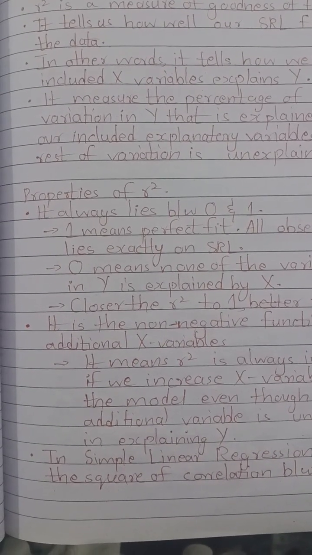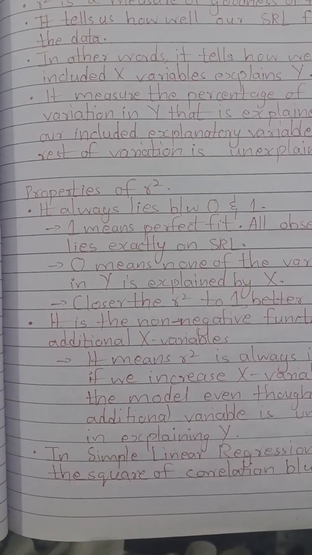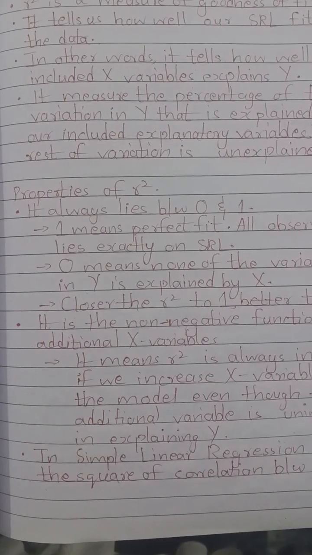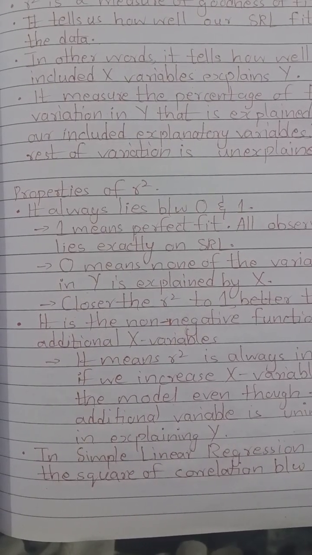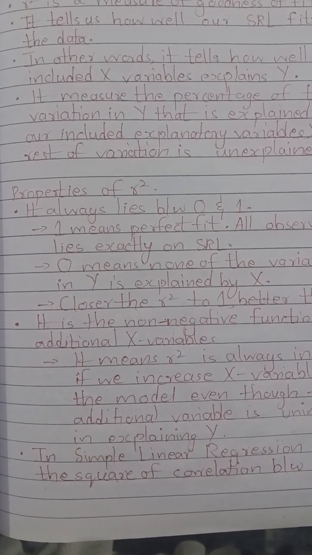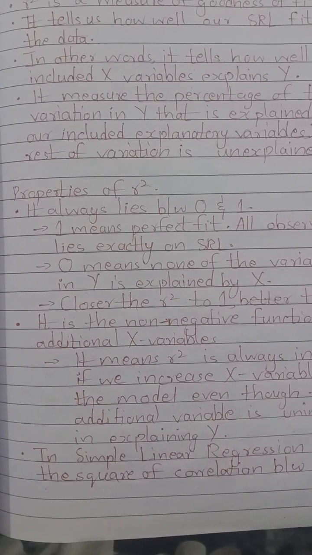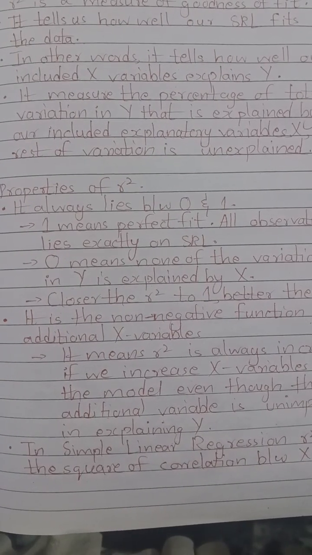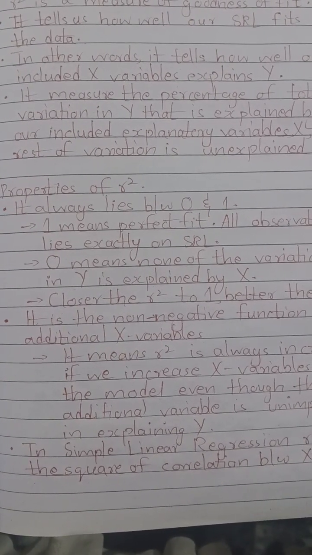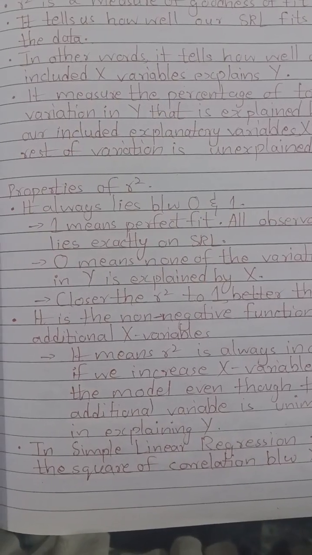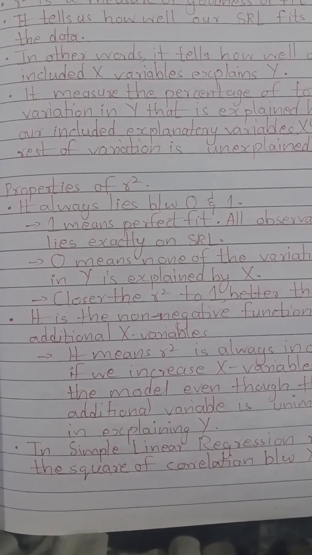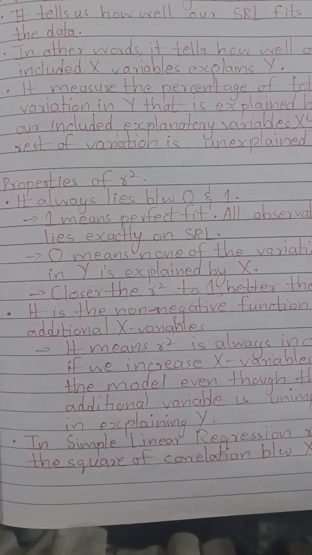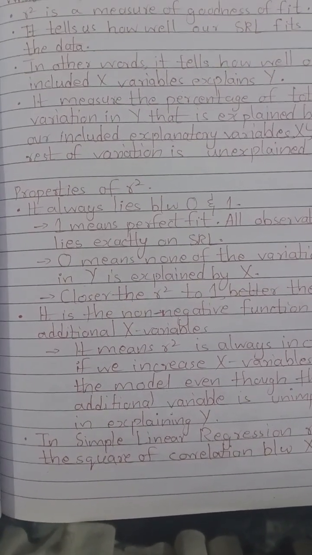Remember that we are talking only about the sample regression line or sample regression function, and how well it fits the data. The better the fit, the higher the R square, and the worse the fit, the lower the R square. In other words, R square tells us how well our included x variables explain the dependent variable. How much variation in y is explained by our included x variables. So this is the R square.